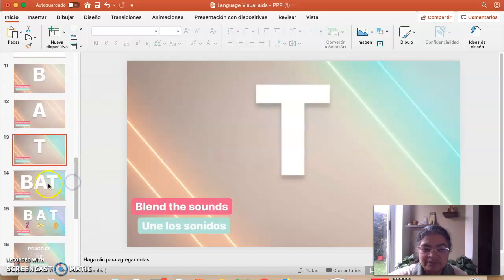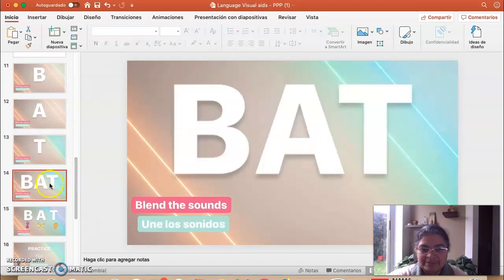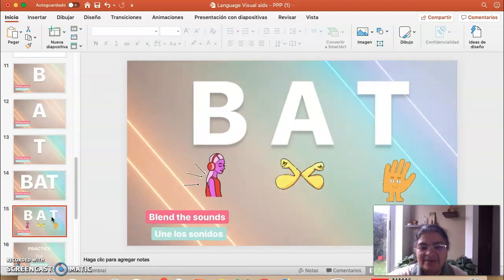Si nosotros los pronunciamos no de manera independiente, sino exagerando la duración de cada sonido, así vamos a terminar uniendo o integrando los sonidos. Van a escuchar como me escuchaban ustedes en el salón. Bat. Si ustedes alargan, así los van uniendo. Bat. Muy bien.